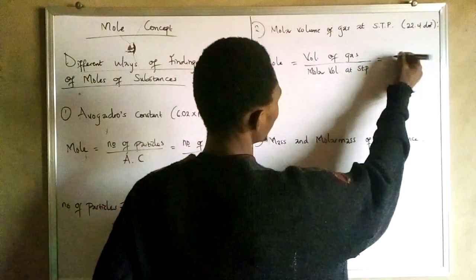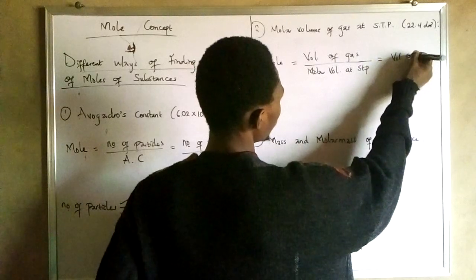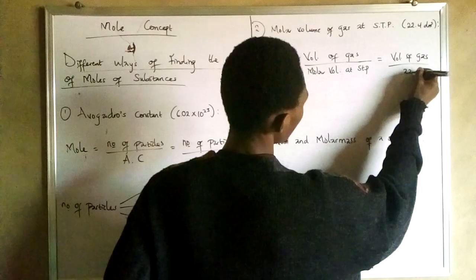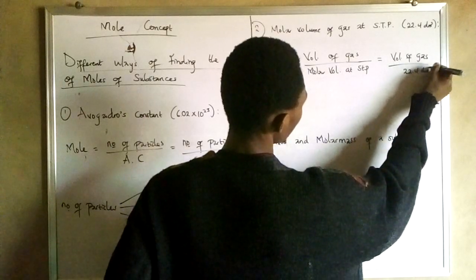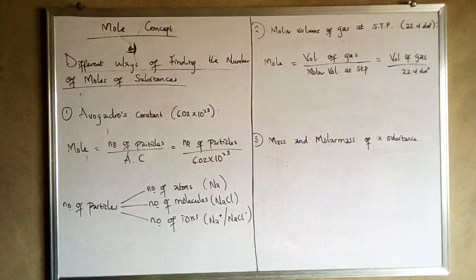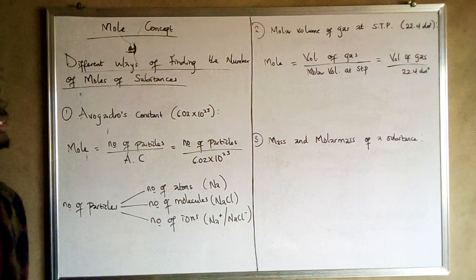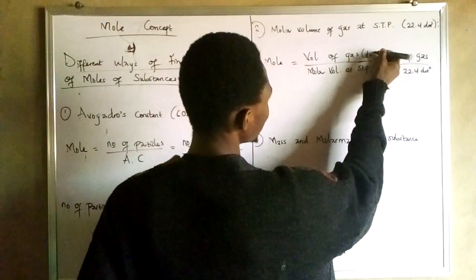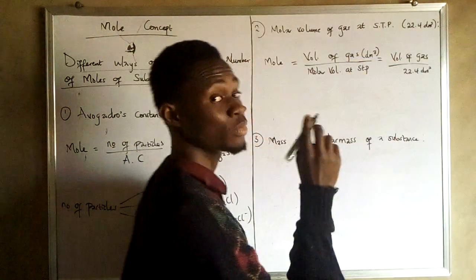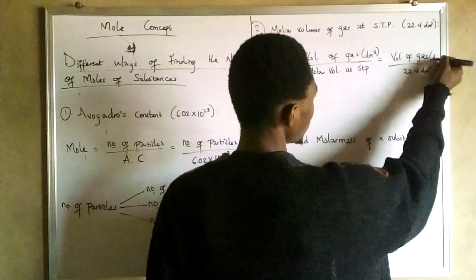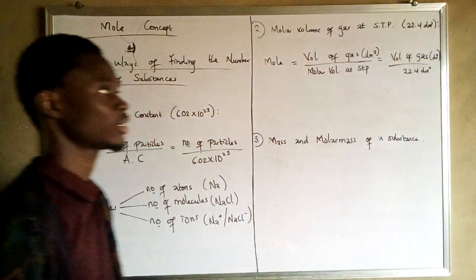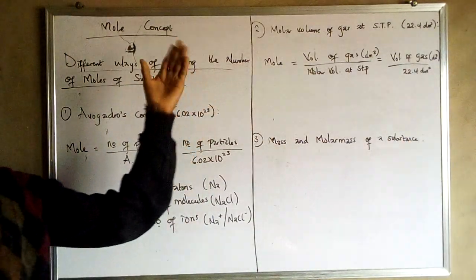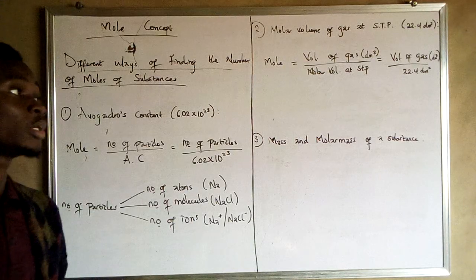So we can also write it like this: volume of gas involved over 22.4 dm cube. Another important thing to note here is that the volume of gas must also exist as dm cube, not centimeter cube. So since the molar volume exists as dm cube, the volume of the gas must also be in dm cube.